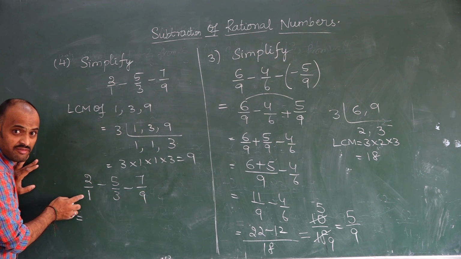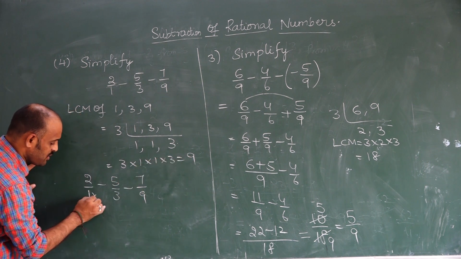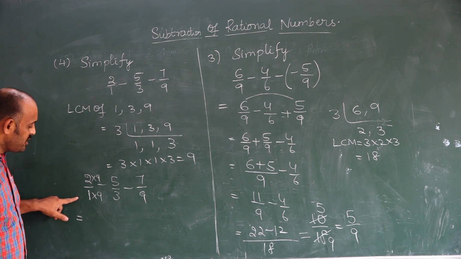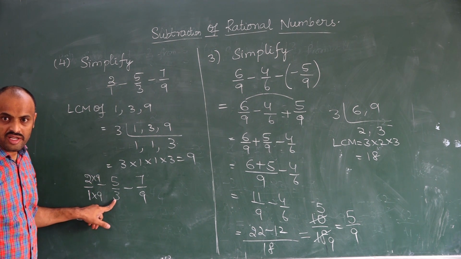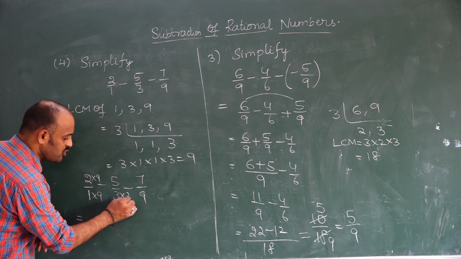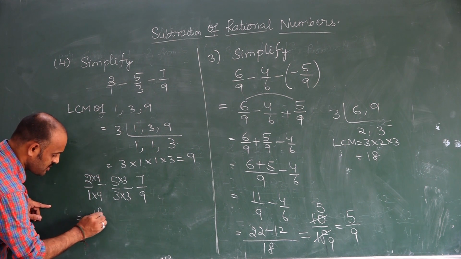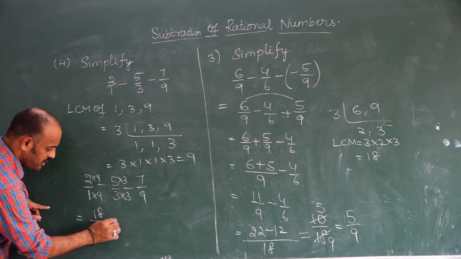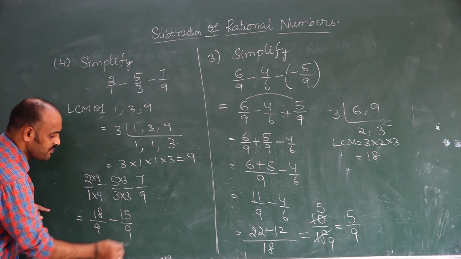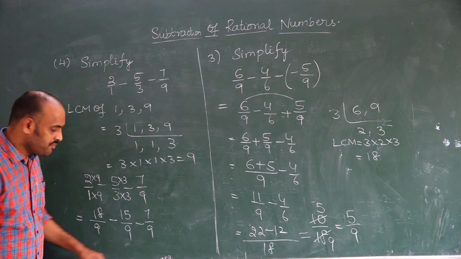What is the denominator here? 1. But what is the LCM? 9. So I need to multiply both numerator and denominator with 9. Then the denominator becomes 9. What is the denominator here? 3. To make it 9, I need to multiply both numerator and denominator with 3. 2 9s are 18, 1 into 9, 9. 5 3s are 15, 3 into 3, 9. Minus 7 by 9. Now all the denominators are the same.